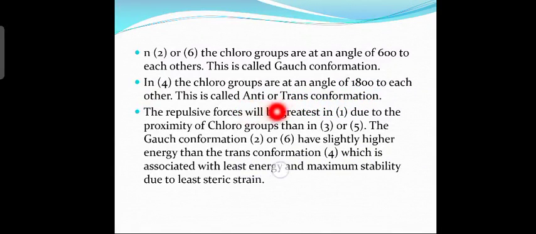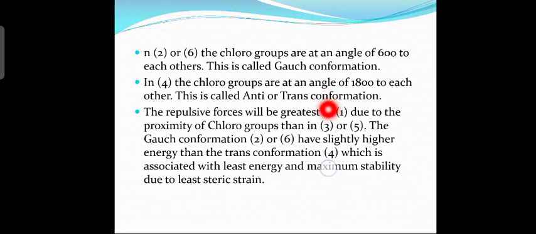This is called anti or trans conformation. In the fourth conformation, the two chlorine atoms are at an angle of 180 degrees, so that type of conformation is called anti or trans conformation. There are two types of this staggered conformation, gauche conformation and trans conformation. What is gauche conformation? Two chlorine groups are at an angle of 60 degrees.